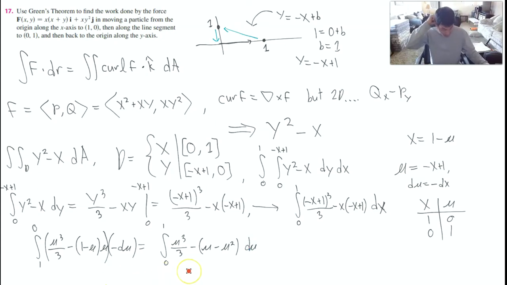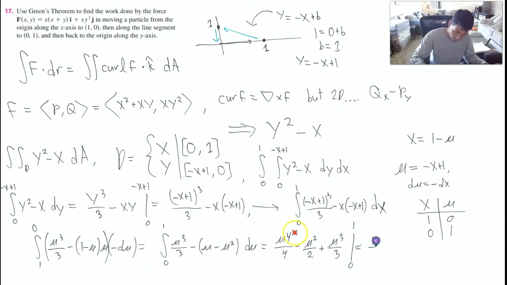Okay, now we can integrate this nicely. If we integrate this, this will be mu to the 4th divided by 4 minus mu squared divided by 2 plus mu cubed divided by 3, from 1 to 0. Let's insert 1 into all this. So we get 1/4 minus 1/2 plus 1/3. 1/4 plus 1/3 is 7/12, minus 6/12 because of 1/2, which is equal to 1/12. That's our answer.